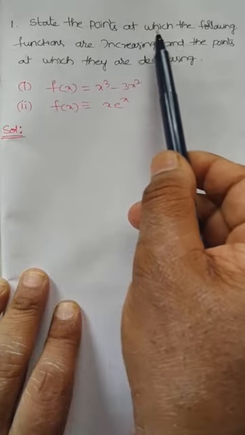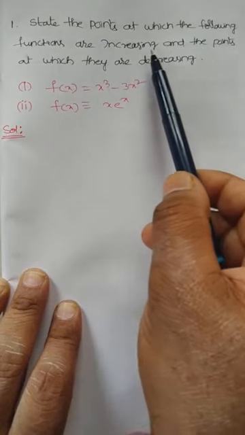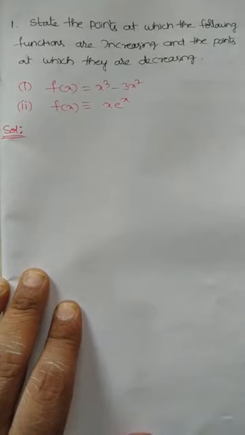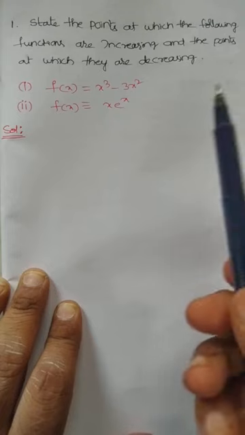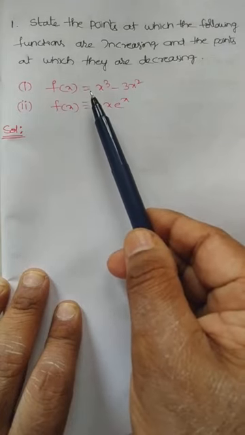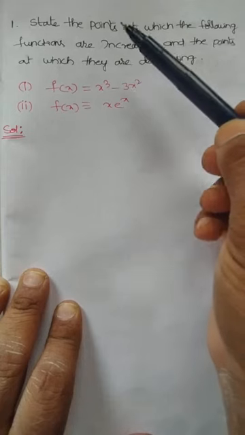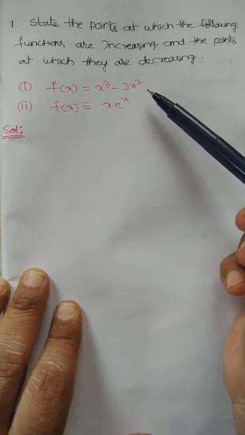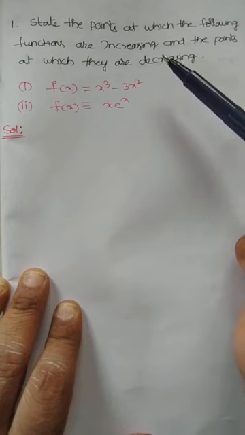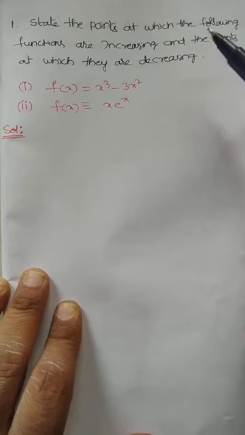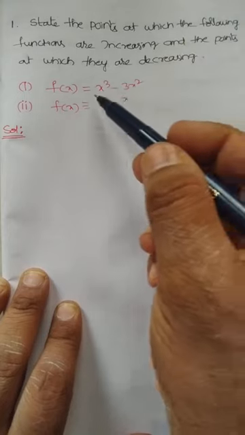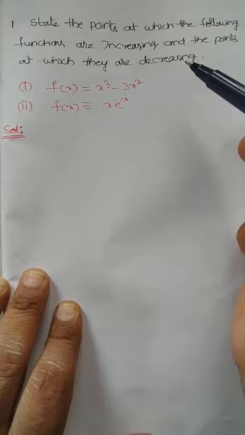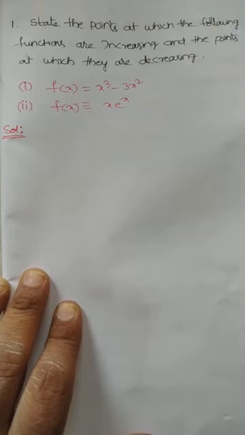State the points at which the following functions are increasing and the points at which they are decreasing. Here two functions are given, and we have to find where these functions are decreasing and where these functions are increasing. The behavior of these two functions is that in some cases they will increase and in some cases they will decrease.